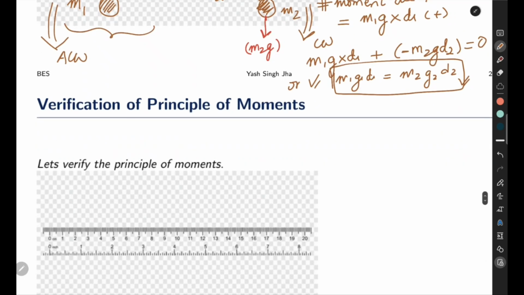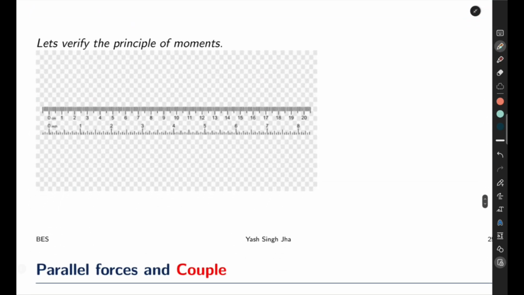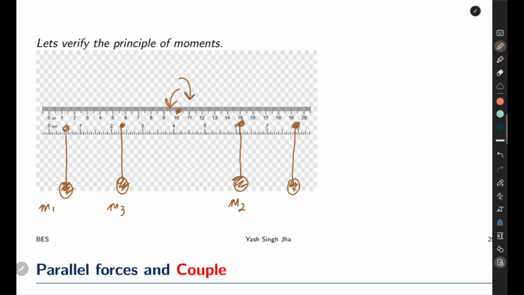Let's verify it for more masses. Let's say this is the midpoint. The ruler is free to move about this axis. Let's take more masses this time. This is mass m1, this is mass m3, m2 and m4. All the masses are different.